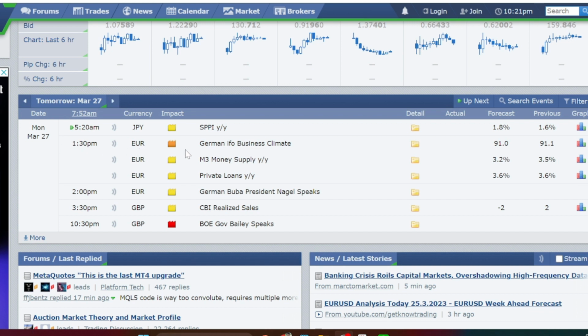have medium impact news plan for euro related currency pairs. And at 10:30 PM we have high impact news plan for British pound related currency pairs. We don't have any news for US dollar on Monday. Let us begin with our gold analysis.